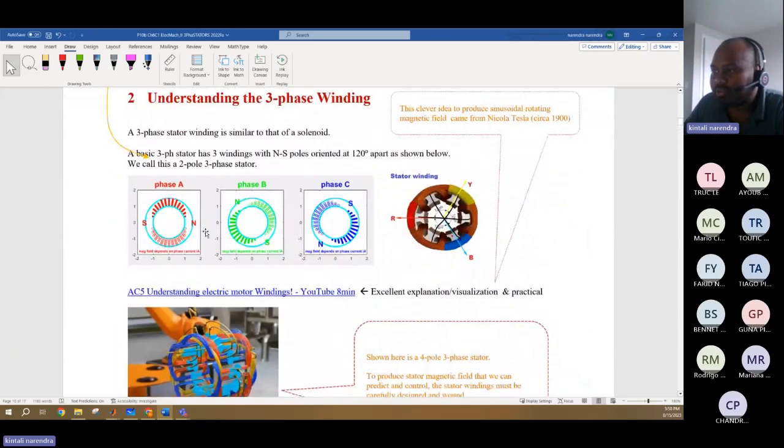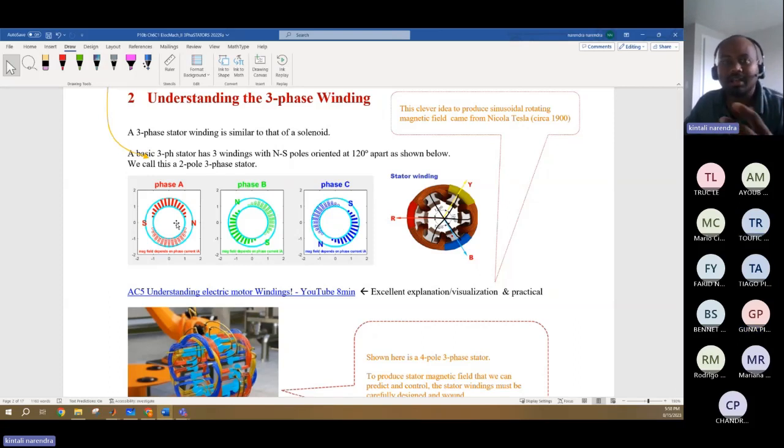Here, if you observe, as the current flows into this dotted one and comes out of this, you develop this north pole and south pole. So I'm using an electromagnet. I'm not using a permanent magnet here.